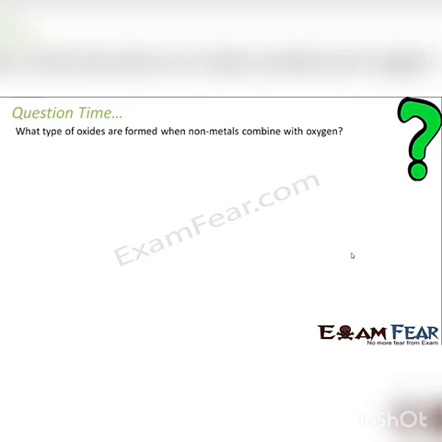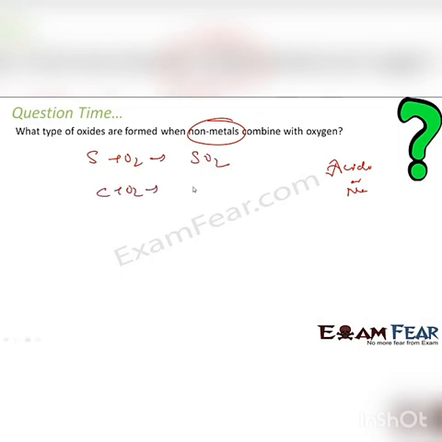So the question is, what type of oxides are formed when non-metals combine with oxygen? Please note it's non-metal. So generally we get either acidic or neutral. So if you have, let's suppose, sulfur, you add oxygen, you get SO2, this is acidic. You have carbon, you add oxygen, you get CO2. So this one is neutral and this one is acidic, right? So you either get acidic or neutral oxides when you combine non-metal with oxygen.